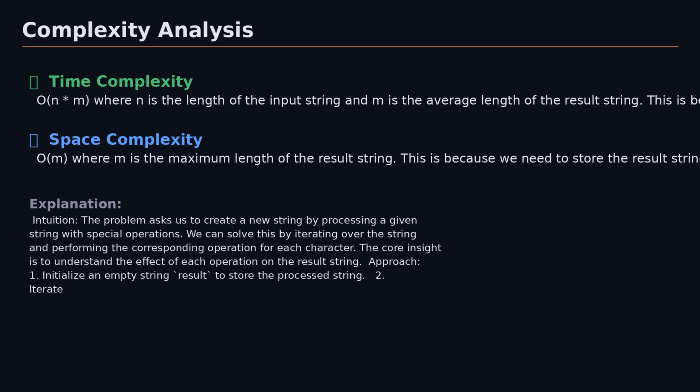Now, let's talk about the time and space complexity of this solution. The time complexity is O(n * m), where n is the length of the input string and m is the average length of the result string. This is because we might have to reverse the result string, which has a linear time complexity, and we do this for each character in the input string. The space complexity is O(m), where m is the maximum length of the result string. This is because we need to store the result string, and in the worst case, its length can be up to m characters.